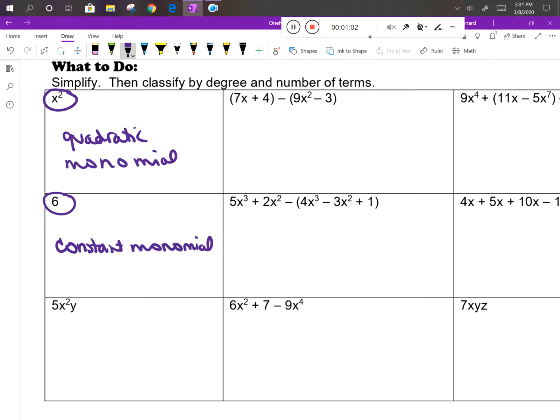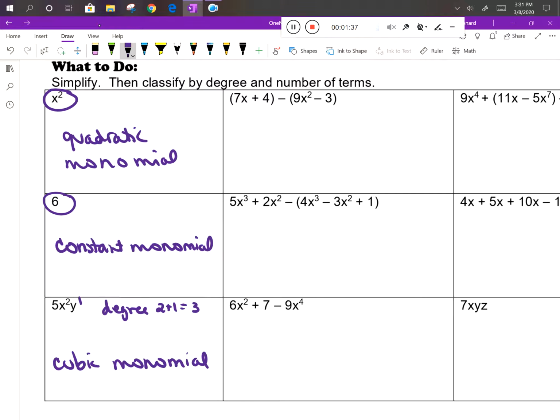Now, 5x squared y is kind of interesting. It's still just one term. There aren't any plus or minuses separating any of those pieces. So this is also going to be a monomial, but the degree is a little tricky. Remember, when I don't see a power on a variable, there's an invisible 1 there. So the degree of this monomial is 2 plus 1, or 3. It has a degree of 3. So we would call this a cubic monomial.